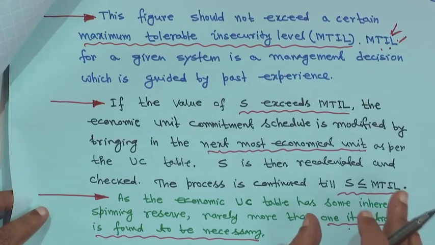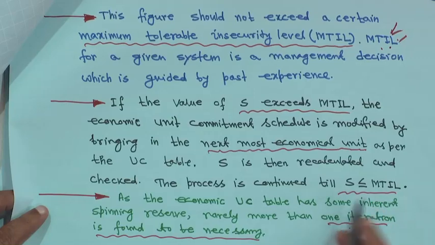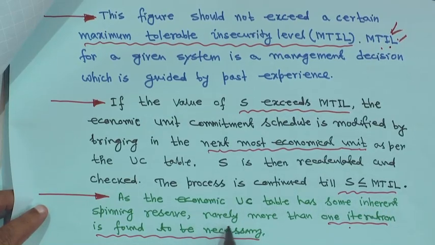After your unit commitment, you can check this. As the economic unit commitment table has some inherent spinning reserve, rarely more than one iteration is found to be necessary.